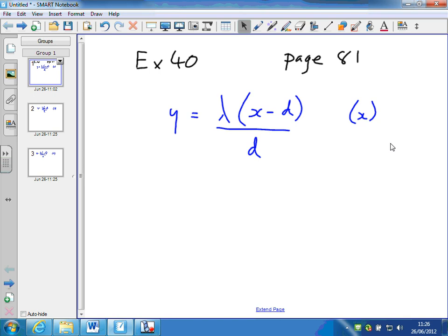Exercise 40 now, page 81. Let's rearrange a slightly more awkward formula for x. Y equals lambda. This symbol here is lambda, usually used to represent wavelength in the wave equation or in wave mechanics. So times x minus d over d. Rearrange to get x on its own. So let's have a go at this.